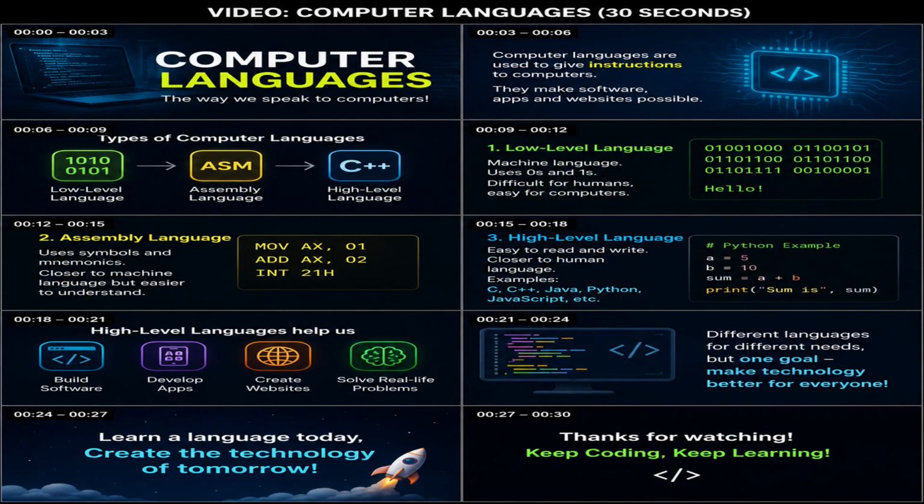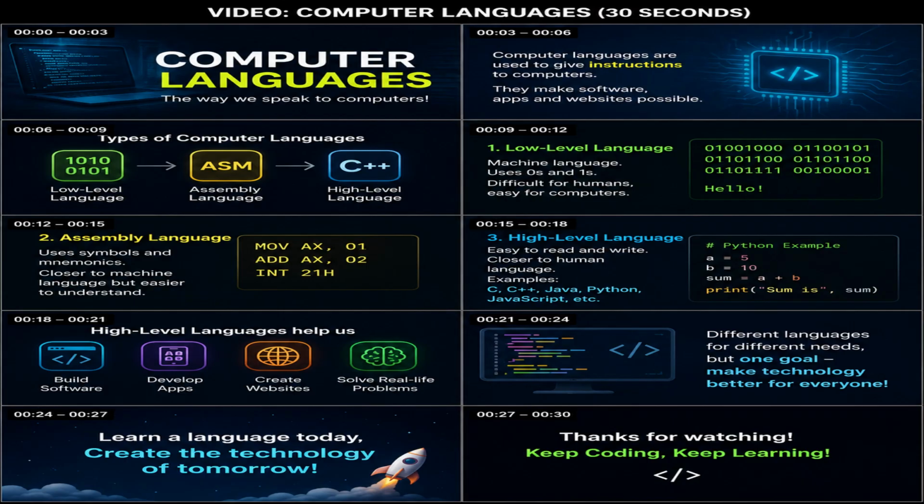Low-level languages are machine-dependent languages. We can also call them machine-level languages. Machine-level language uses zeros and ones. It is difficult for humans but easy for the computer system. Some examples are bit formats like 01, 0000. These are all examples of low-level languages.